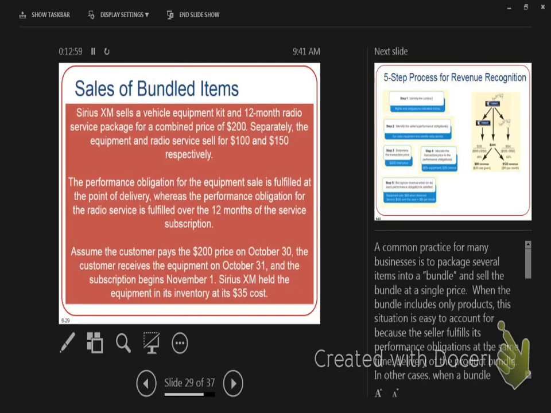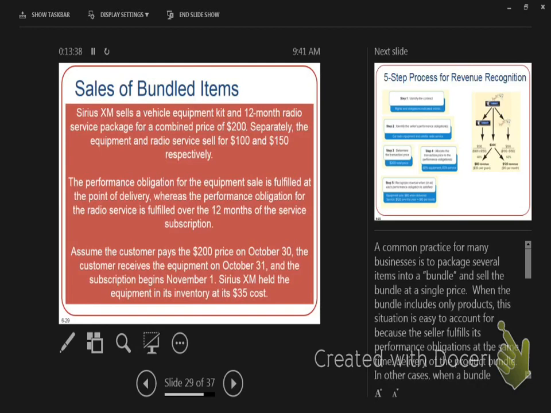So the performance obligation for the equipment is fulfilled as soon as you buy it. So as soon as you buy that, you're done. But this is a 12-month deal. So Sirius Radio cannot recognize the full $200 because the part that's the service deal has to be recognized over 12 months. So you need to figure out how much of that $200 needs to be recognized over 12 months. Then it goes on to say, okay, assume that they pay the $200 on October 30th. They receive the equipment on October 31st. The subscription starts on November 1st. So that's your first full month.